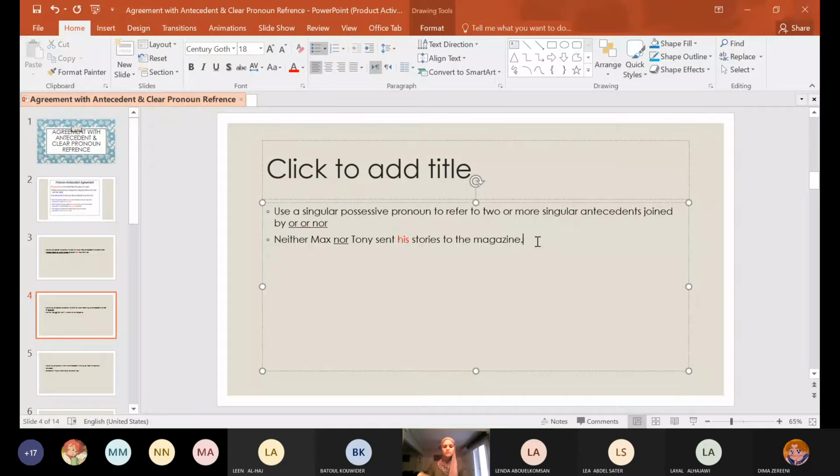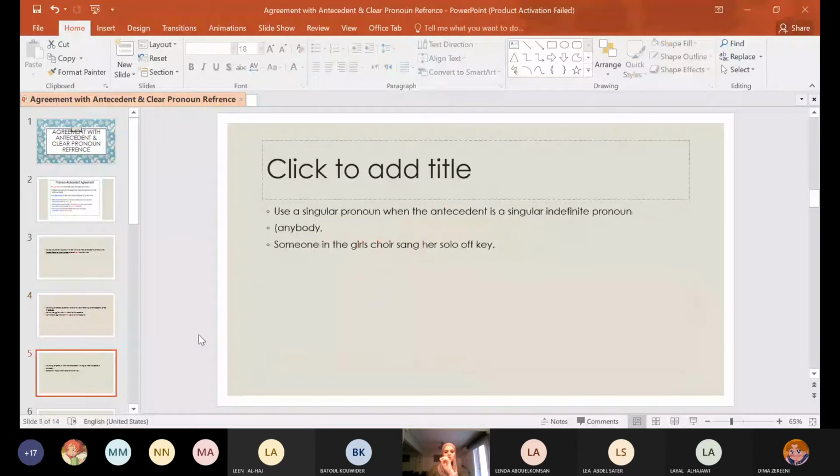What if it is neither Sarah nor Hannah sent, it will be what, girls? His or her? Her. Neither Sarah nor Hannah sent her work to the magazine. Here it's connected by "nor", and I say her because the antecedents are singular. Sarah and Hannah are singular. Which will take us to the third case.